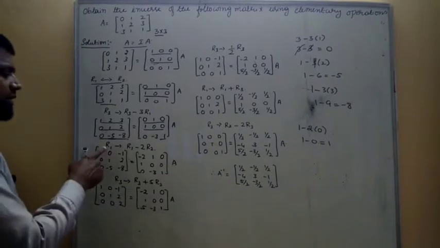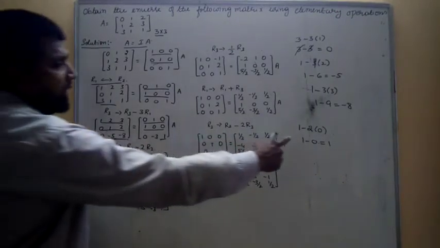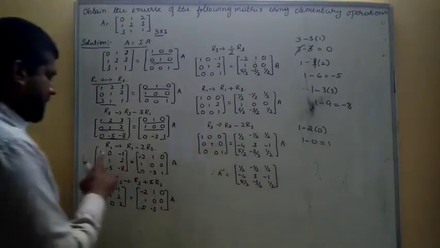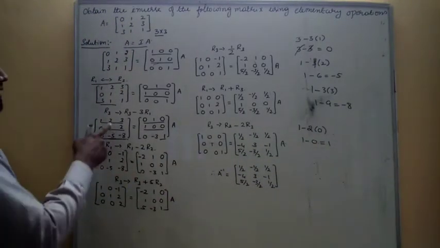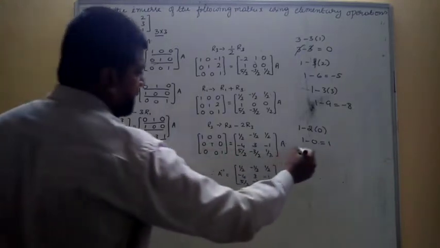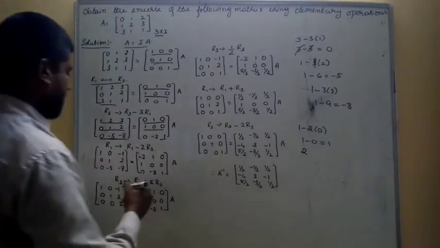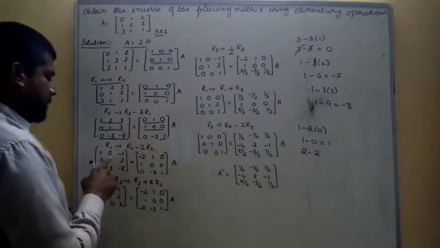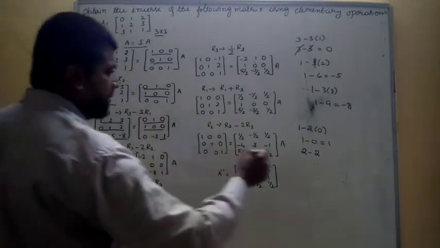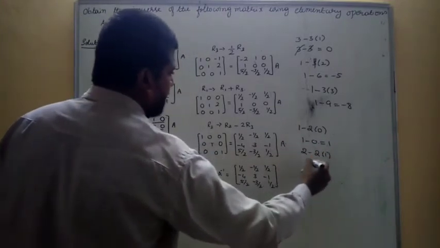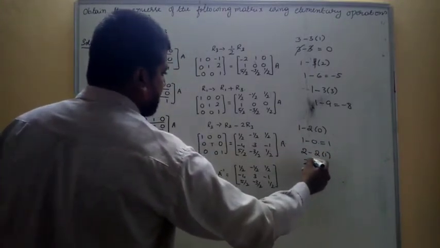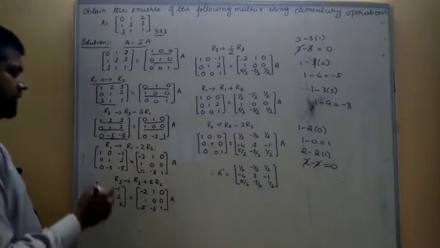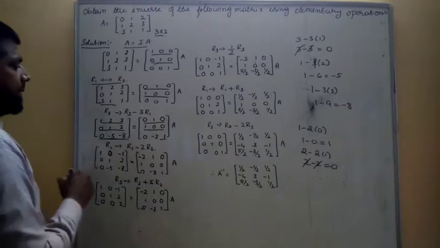So we have to change the row 1. So 1 minus 2 into 0 is 1 minus 0. Then we have got 1 here. Again, first row second element is 2. 2 minus 2 into 1. And what happens here? 2 minus 2 means 0. So you got the 0 here.